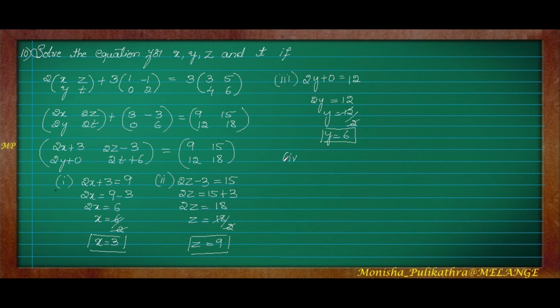Next, the last one. That is 2t plus 6 is equal to 18. 2t is equal to 18 minus 6, which is 12. So t is equal to 12 by 2. 2 sixes are 12. So t is equal to 6. So we got the value for x, that is 3, y, that is 6, z, that is 9, and finally t, that is 6.